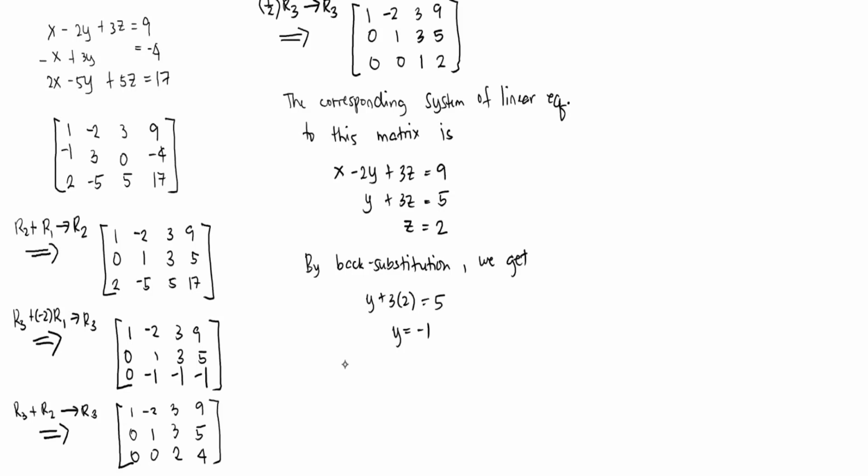And also for the first equation, we substitute the values of y and z. It's negative 1 plus 3 times 2, and this equals 9. So that means this is 2 plus 6, so that's 8. So 9 minus 8, so that is 1. Thus, the solution to the given system is x equals 1, y equals negative 1, and z equals 2.